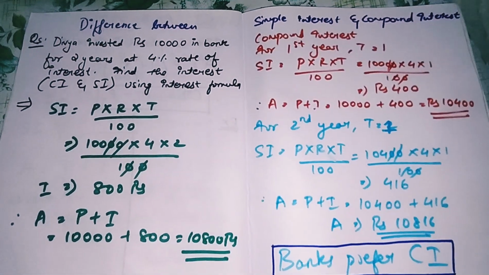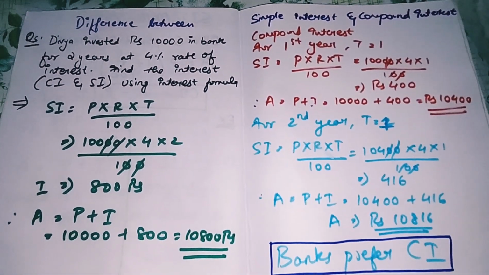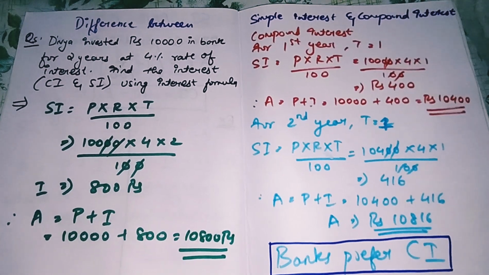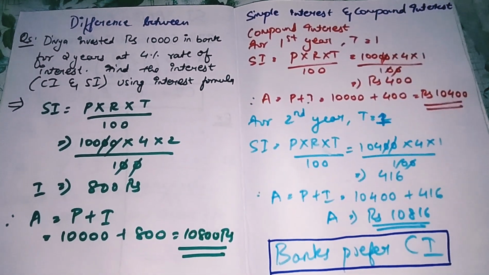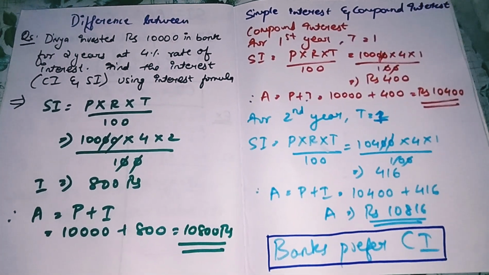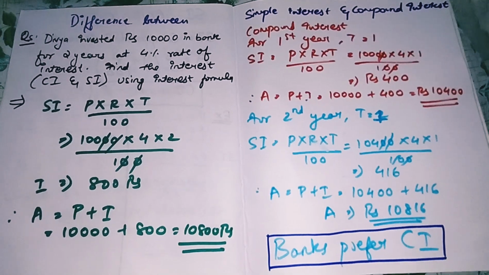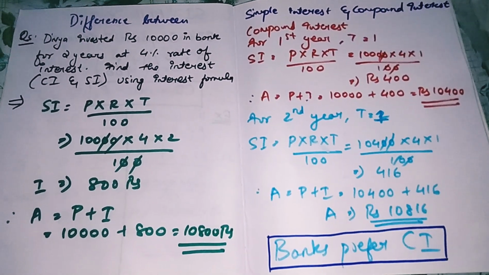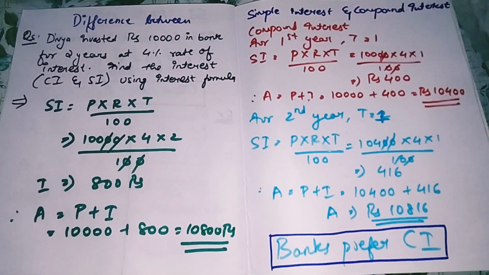So the question given to us is, Divya invested rupees 10,000 in a bank for 2 years at 4% rate of interest. Find the interest, CI and SI, using the interest formula. So 10,000 is deposited. Whatever we deposit is known as the principal value, denoted by capital P. For 2 years, that is the time period, we denote it by capital T. And the 4% rate of interest is for the full year, or you could say it is annual, so it is capital R, 4%.